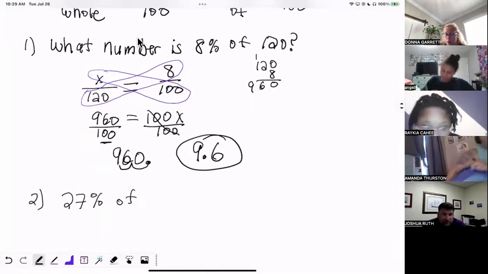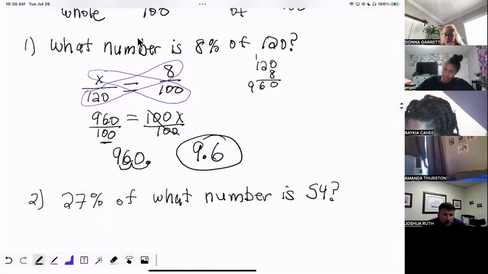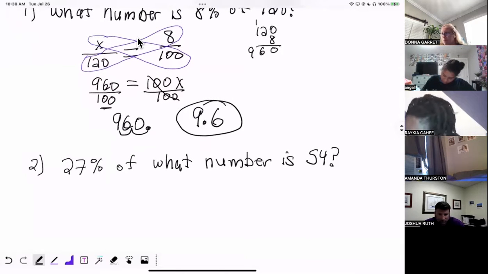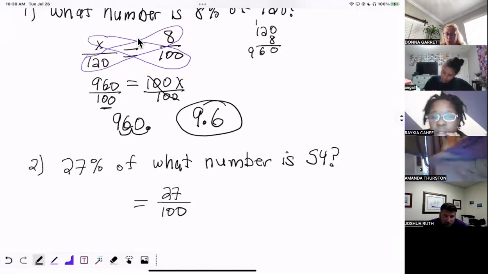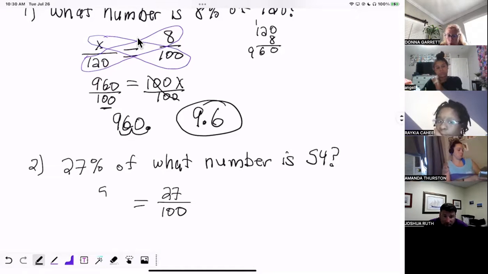27% of what number is 54? So 27% of what number is 54? So I'm going to set up what I know. I know 27% means 27 over 100, part over whole. 27% of what number is 54? So my 54 is my part, and this time I'm looking for my whole.